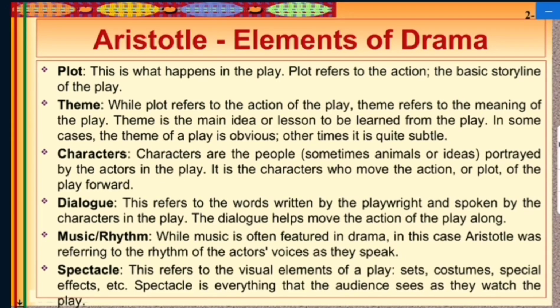Some dramas' themes are on love, some on foe, that is, war. So we will discuss some of the themes later on in this presentation also. While plot refers to the action of the play, theme refers to the meaning of the play.